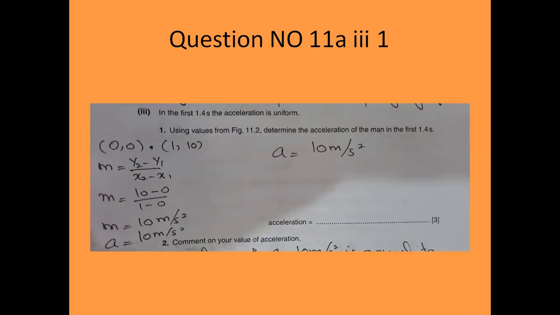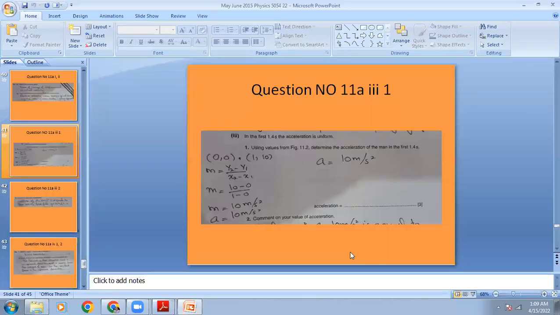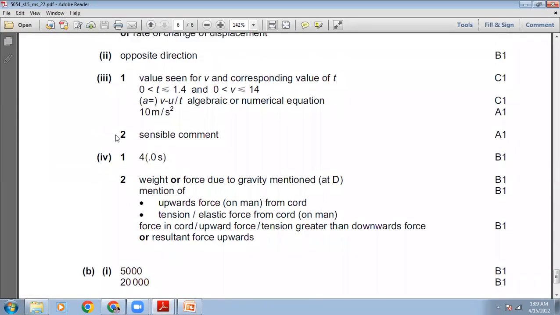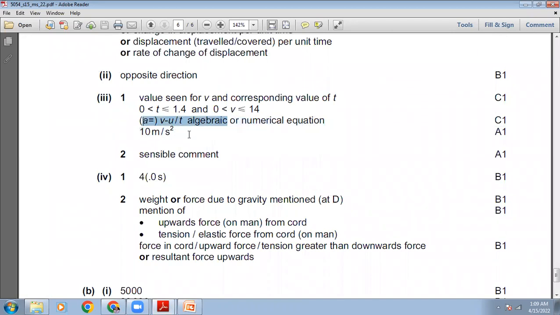So we have taken 2 points from the figure 11.2, (0, 0) and (1, 10). I will find the m, that will be y2 minus y1 divided by x2 minus x1. So 10 minus 0 divided by 1 minus 0. So it will be 10 meter per second square. That will be the gradient. The gradient is equal to the acceleration, and that is 10 meter per second square. So our answer is right.